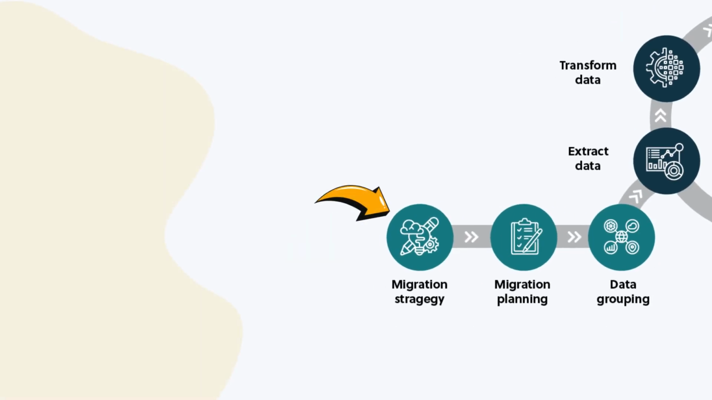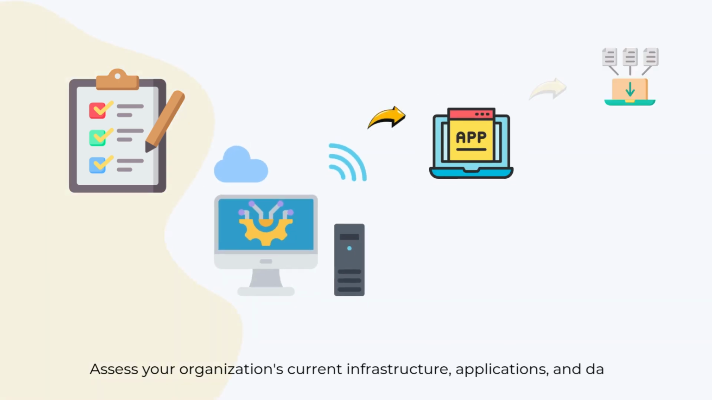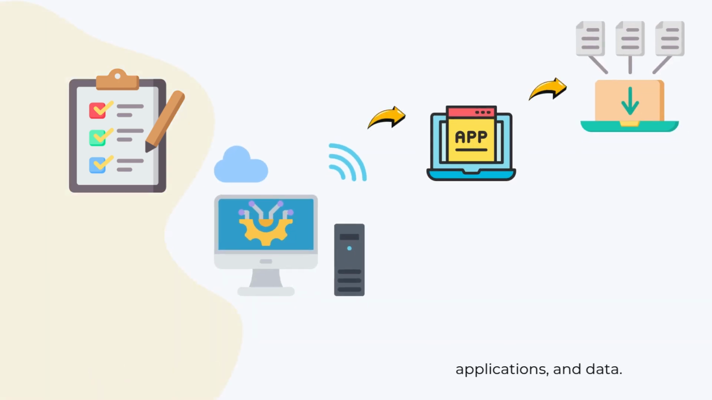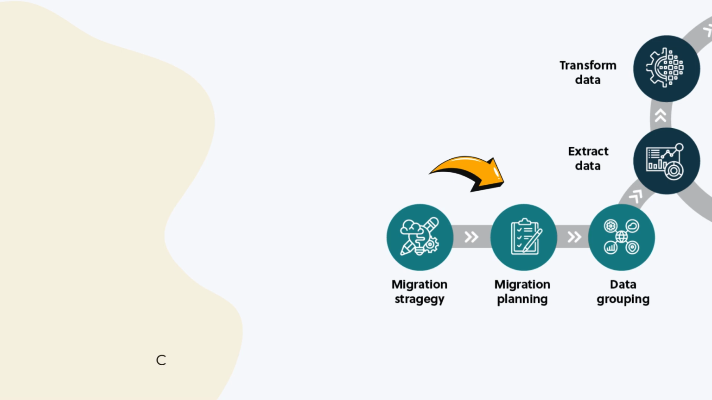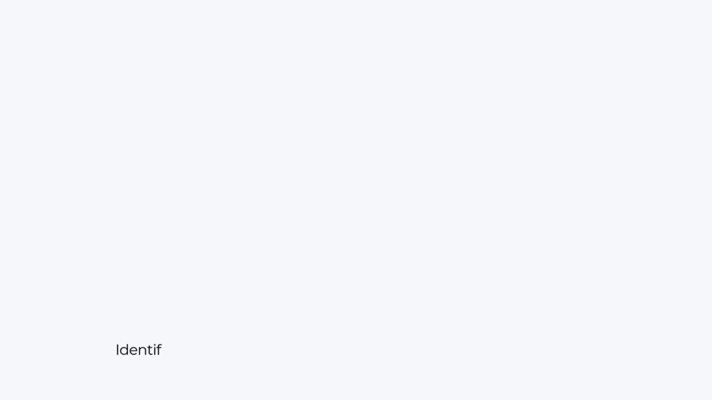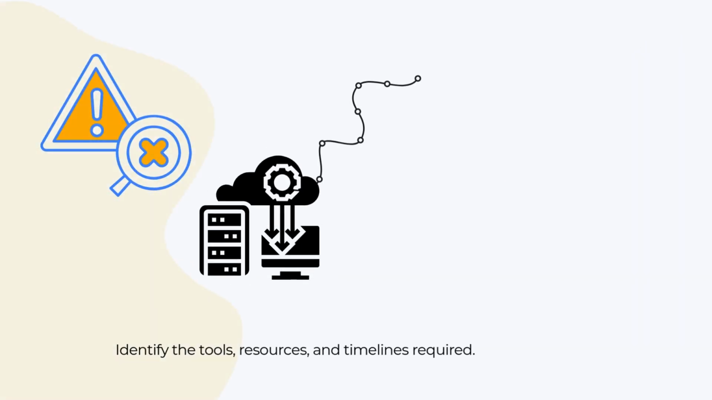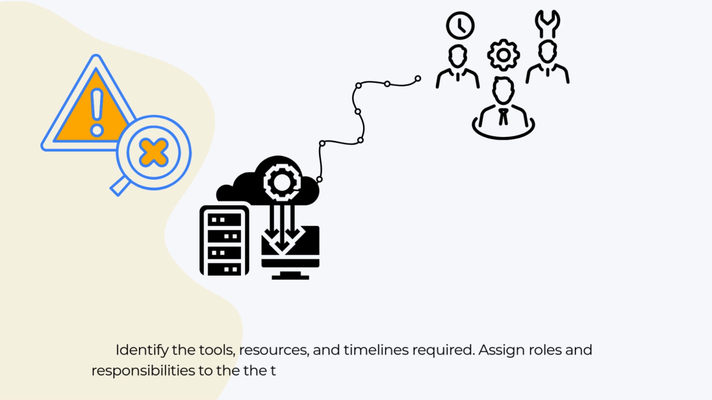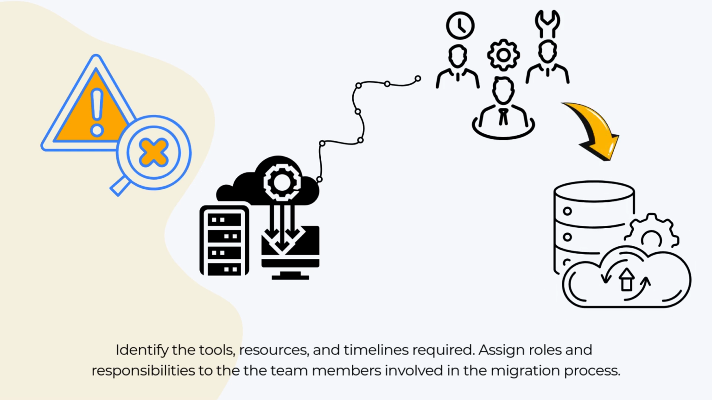First, migration strategy. Define goals and assess the current setup. Assess your organization's current infrastructure, applications, and data. Migration planning. Create a detailed migration plan with roles and timelines. Identify the tools, resources, and timelines required. Assign roles and responsibilities to the team members involved in the migration process.